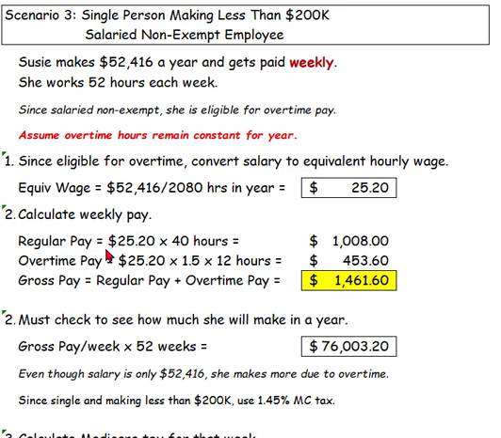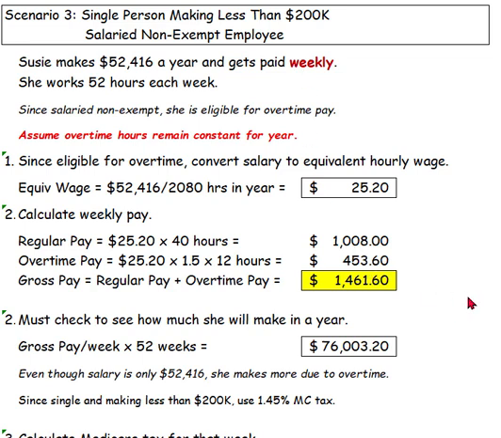And so regular pay, $25.20 times 40 hours would yield $1,008 of regular pay. We have to factor in the 12 hours of overtime because she works 12 hours over 40 times the 1.5 premium pay times the $25.20. That equates to $453.60. If you add these two together, her gross pay is $1,461.60 for that particular week.